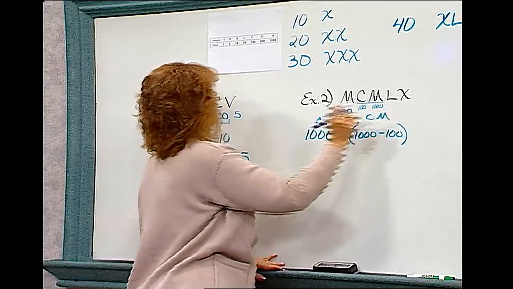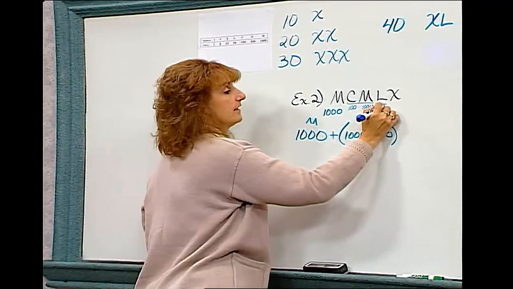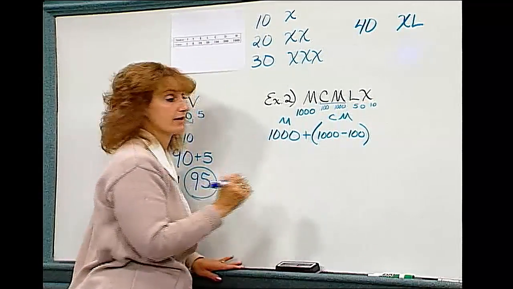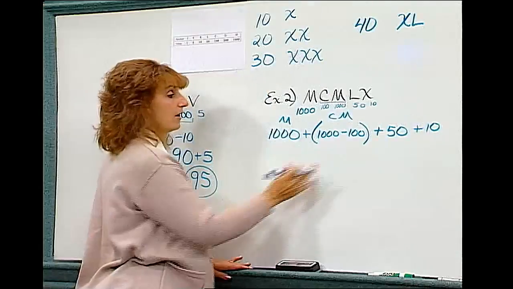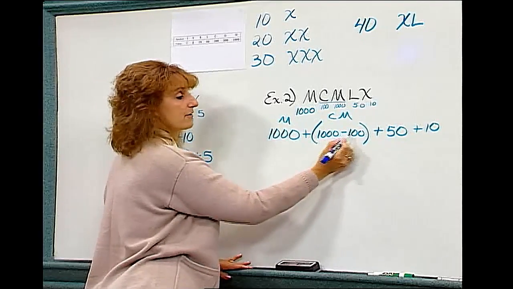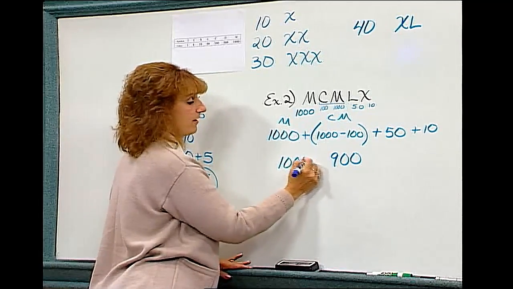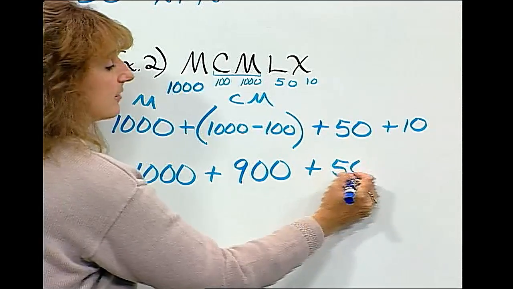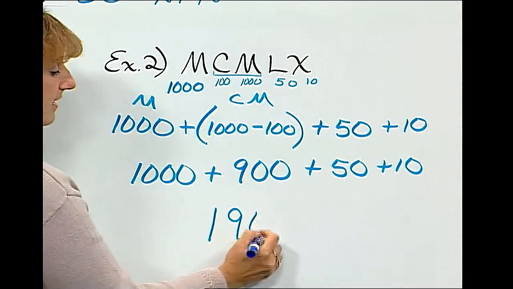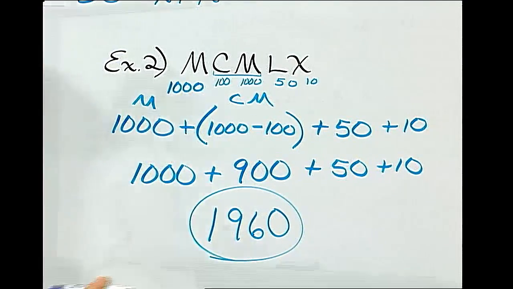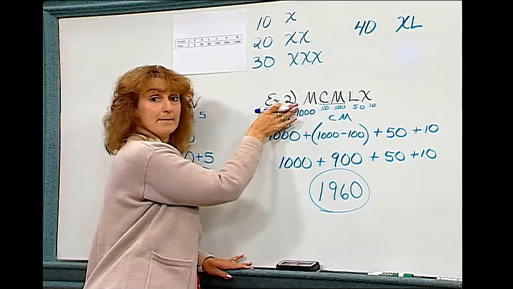Let's look at L and X. Are they in the right order? L and then X. 50 and then 10. They're in correct order, so I'm going to be adding 50 and then 10. Let's do the parentheses first. 1,000 minus 100 is 900. So I have 1,000 plus 900 plus 50 plus 10. And when I add that, I get 1,960. So actually, if you were born in the year 1960, in Roman numerals, it would be MCMLX.